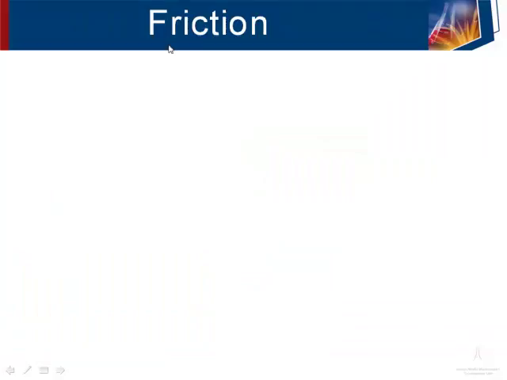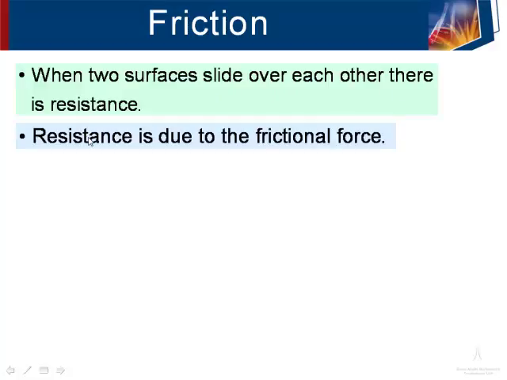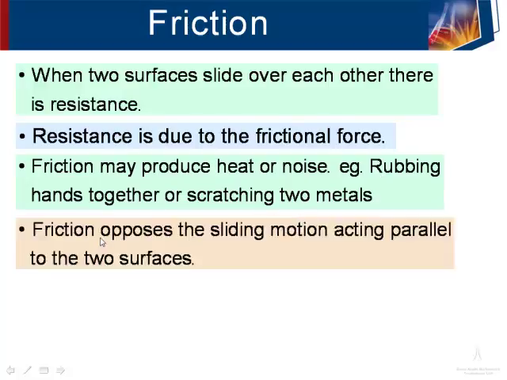Let us examine friction. When two surfaces slide over each other, there is resistance. Resistance is due to the frictional force. Friction may produce heat or noise. An example, when rubbing your hands together or scratching two metals. Friction opposes the sliding motion, acting parallel to the two surfaces.